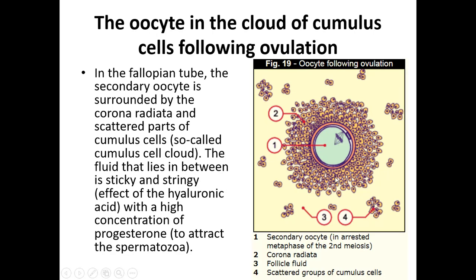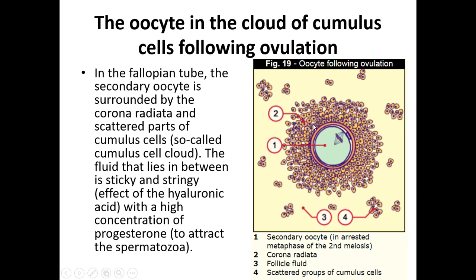And around it, don't forget about the cells named corona radiata. Corona radiata are follicular cells which are responsible for synthesis of progesterone, and it chemotactically attracts sperm cells to its side. Now they keep producing progesterone.